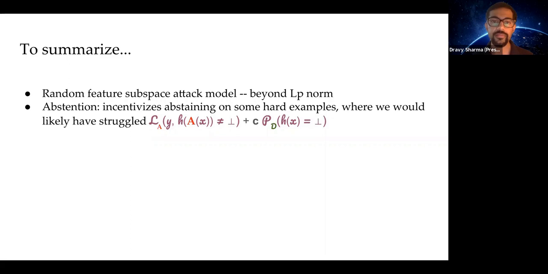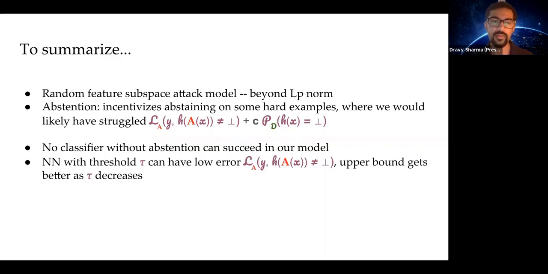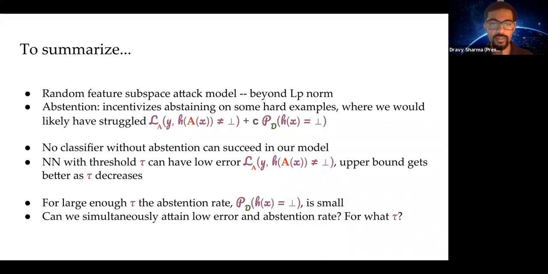Right, so we showed in a lower bound that no classifier without abstention can succeed in our model, and we also showed the nearest neighbor with the threshold tau can have a low error with an upper bound which gets better as tau decreases. For large tau, the abstention rate is small. This was slightly harder to see, but I tried to explain it. And the question still remains, can we simultaneously obtain low error and abstention rate, and for what tau? That's the second half of my talk: how to actually set the threshold.